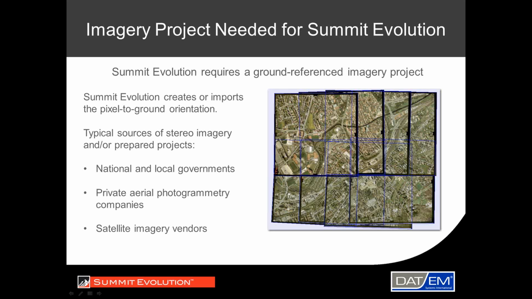And some people ask, where can I get this if they're not a photogrammetric firm already? They can typically buy this imagery from either their government or their local private aerial photogrammetry companies. And of course, the satellite imagery is available from the satellite vendors, and that's easily accessible for purchase on the web.